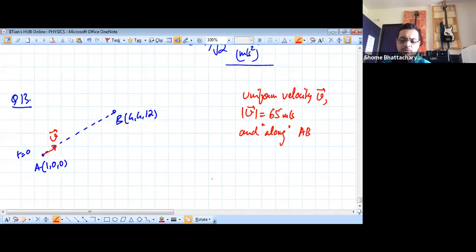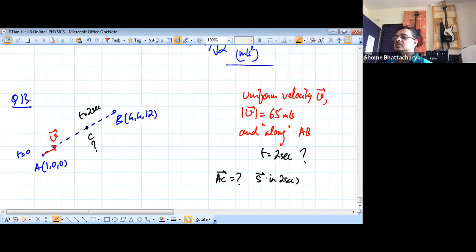So we want to find now in the question the position at t equal to 2 seconds. So at t equal to 2 seconds, we have to find the position. So suppose a particle going along this line reaches somewhere here at t equal to 2 seconds. So इस point के coordinates निकाल. Okay. So how we will do that? We will see that we have to find C's coordinates. So we can find AC vector as the displacement in 2 seconds.